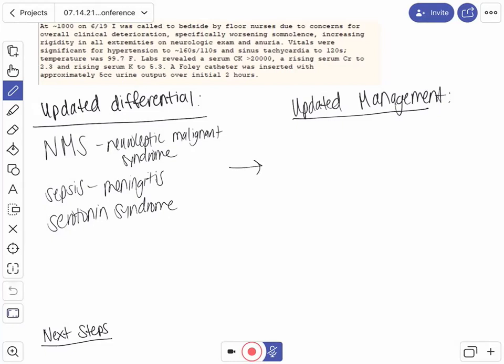All right, so now that we're concerned about these 3 things, what are some updated things you're going to do to help manage her? Cool her down, love it. So cooling. Fluids. Yeah. What diagnosis can we give her with that CK? Rhabdo. Okay, and then we were holding her medication, so she's not getting more of her centrally acting stuff.